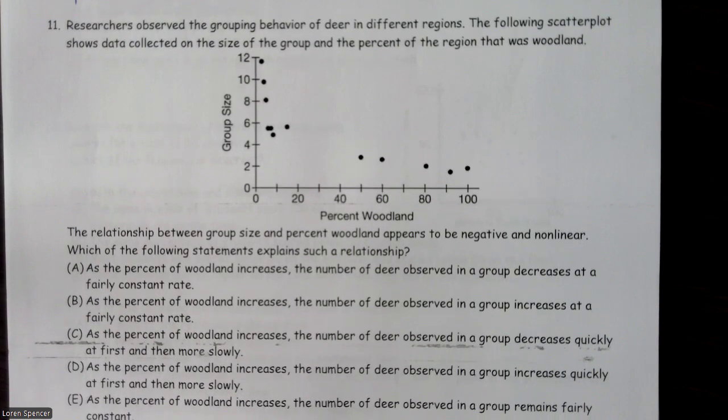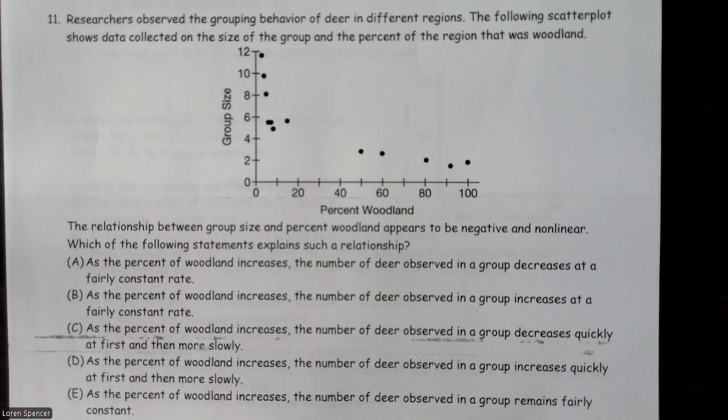Researchers observed the grouping behavior of deer in different regions. The following scatter plot shows data collected on the size of the group and the percent of the region that was woodland. The relationship between group size and percent of woodland appears to be negative and nonlinear. Which of the following statements explains such a relationship?